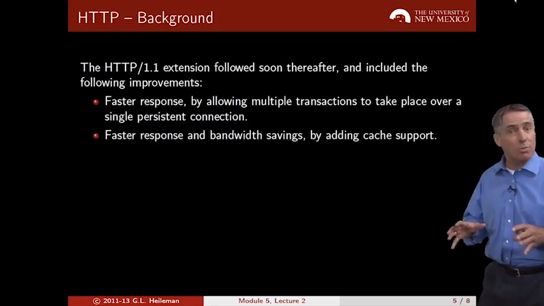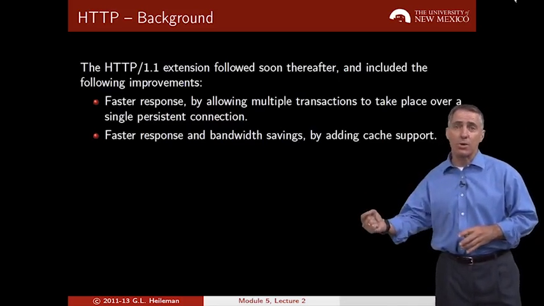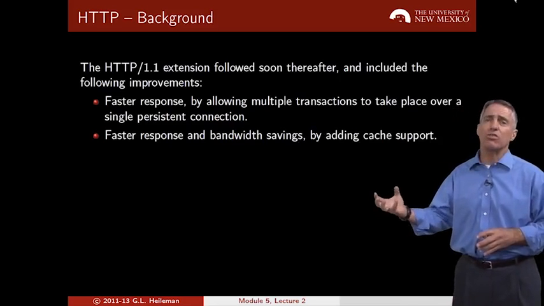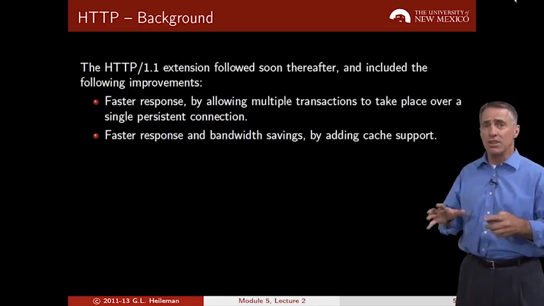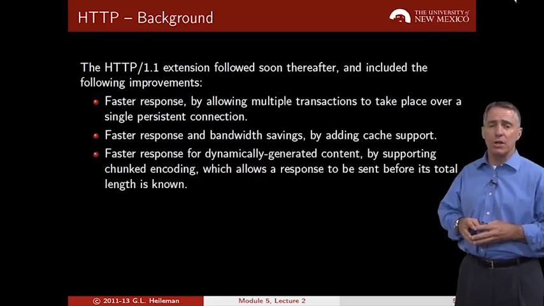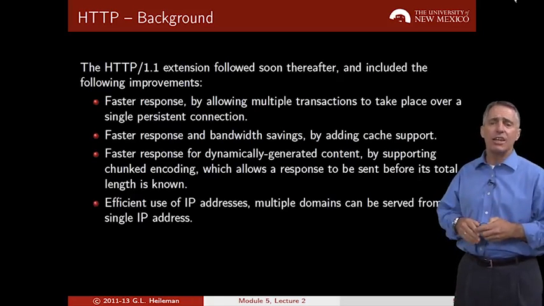There was faster response and bandwidth savings by adding cache support. So if somebody makes a GET request and they make the same one soon thereafter, that response can be cached, and the cached response can be returned to you. So these are some things that happened with HTTP 1.0. Faster response for dynamically generated content, and I'll just let you look through these.